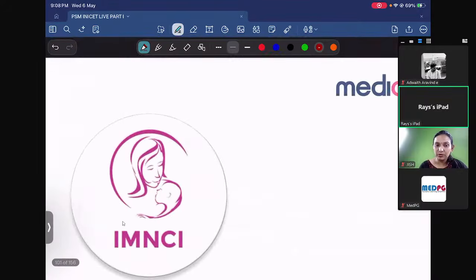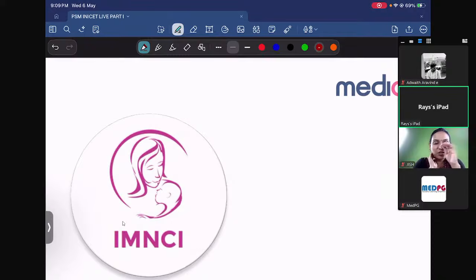So this is the logo of IMNCI, in pink, mother and child. IMNCI is actually adapted from IMCI. So we have IMCI and IMNCI. IMCI is the WHO or the globally recommended one. Once WHO came up with IMCI, WHO told every country that they can adapt or modify it according to their country's need and implement it. So when it came to India, we made it IMNCI. India has an N in the middle. Similarly, the Indian version also has an N in the middle, but that N is standing for neonate.